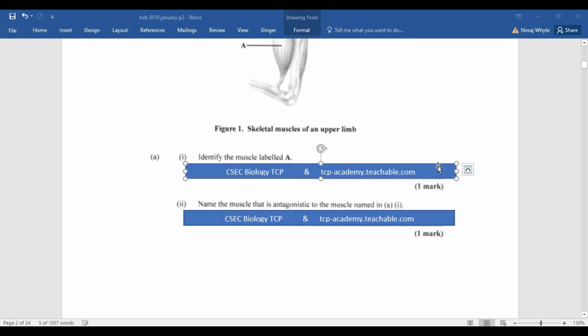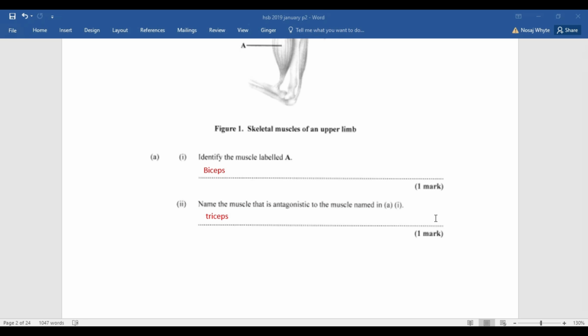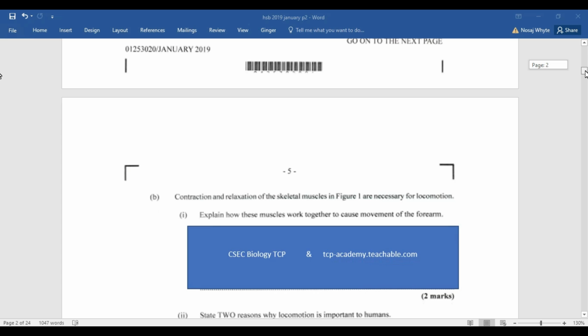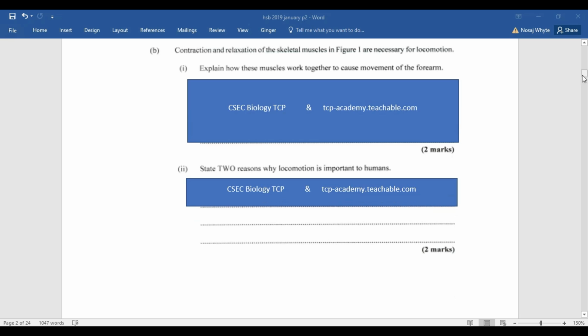The other question requires us to name the muscle that is antagonistic to the muscle named above. So that's going to be the one at the back. So that muscle there is of course going to be our tricep. Now please be reminded that at any time you can pause the video to answer your question. You really don't have to go at the speed that we are going at. Nothing is missing there. So let's look at this question.